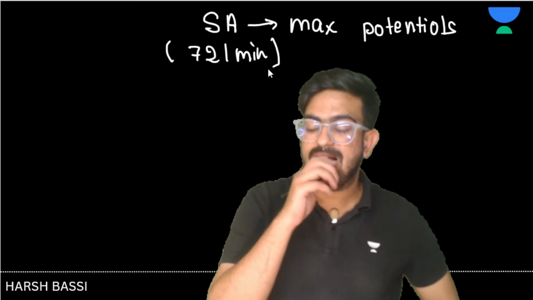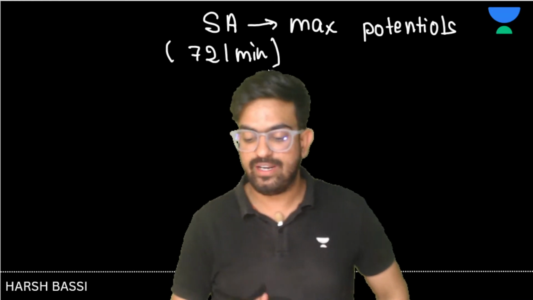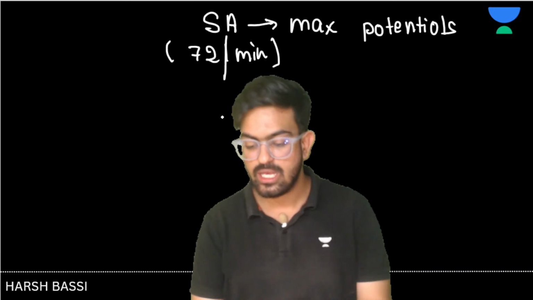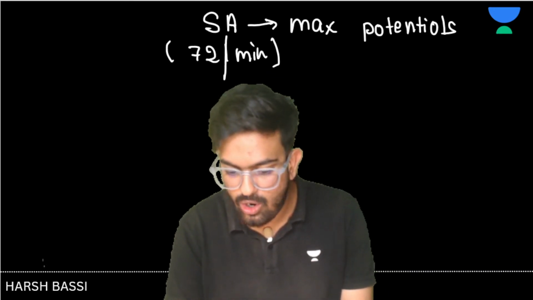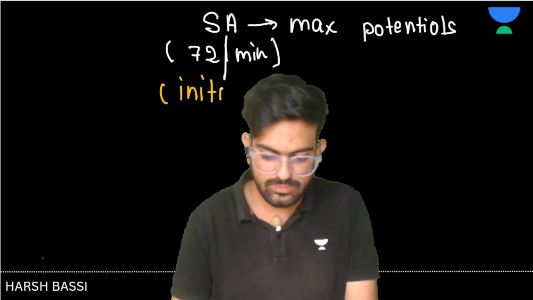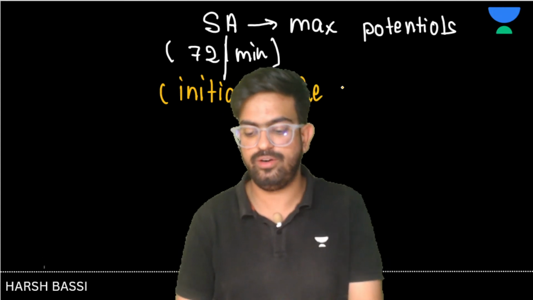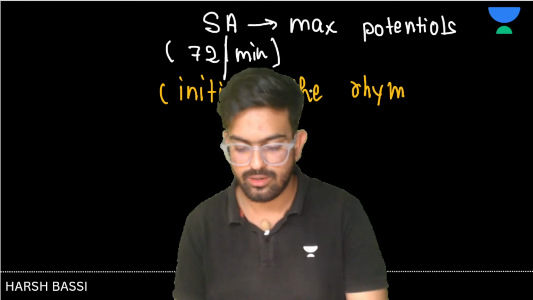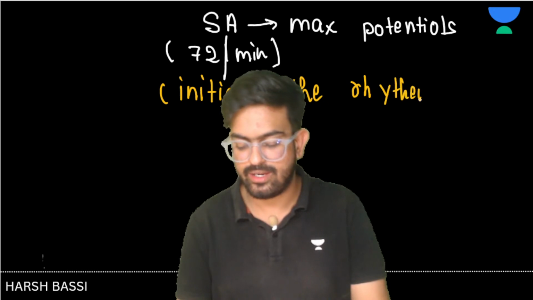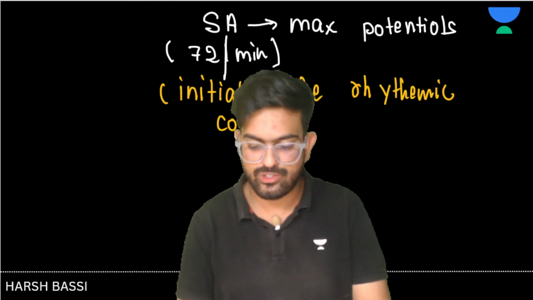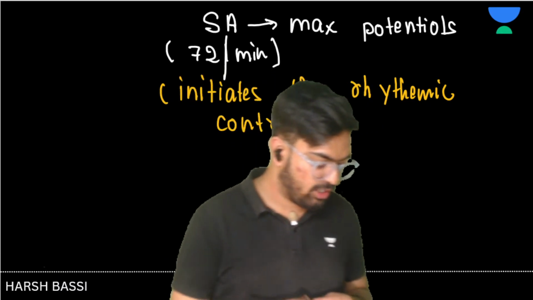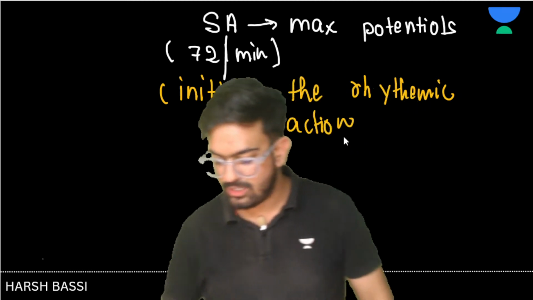चलो. सो फ्रॉम SA नोड क्या मैक्सिमम पोटेंशियल जनरेट करता है? 72 पर मिनट. ओके. यस और नो? यस. एंड ये क्या करता है? This is the only one which initiates the rhythmic contraction of the heart. And that's why it is also known as pacemaker or the pace setter of the heart.